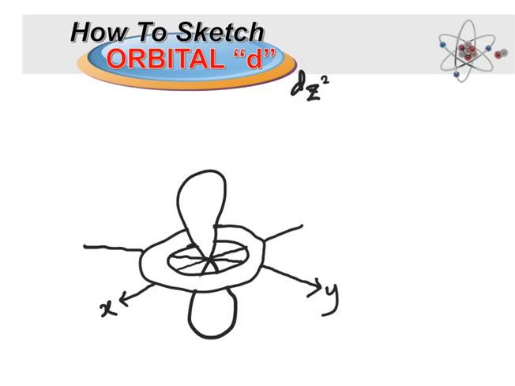The z-axis also has two parts, going up and going down. Both axes, going up and going down, are hidden in the loops. Thus, the upward axis starts from this point and goes up like this and is labeled as z. The downward axis starts from this point and then goes down like this. Congratulations, you have sketched the dz squared orbital.